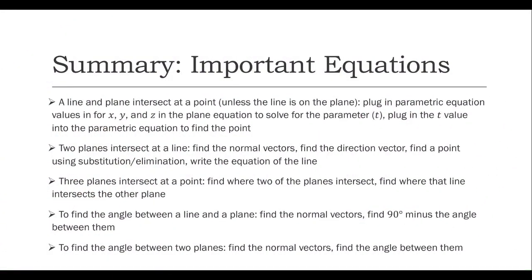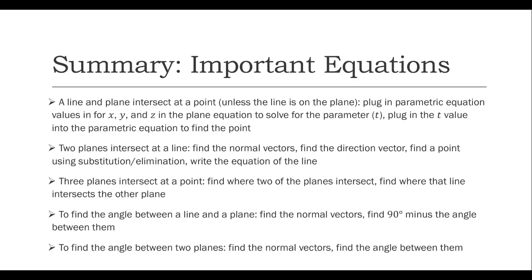So in summary, a line and a plane intersect at a point unless the line is on the plane. To find that point, you'll plug in parametric equation values for x, y, and z in the plane equation to solve for the parameter t, and then plug in the t value into the parametric equations to find the point. Two planes intersect at a line. To find that line, you'll find the normal vectors of the plane, then find the direction vector for your line, and find a point using substitution or elimination, and use the direction vector and the point to write the equation of the line. Three planes will intersect at a point.